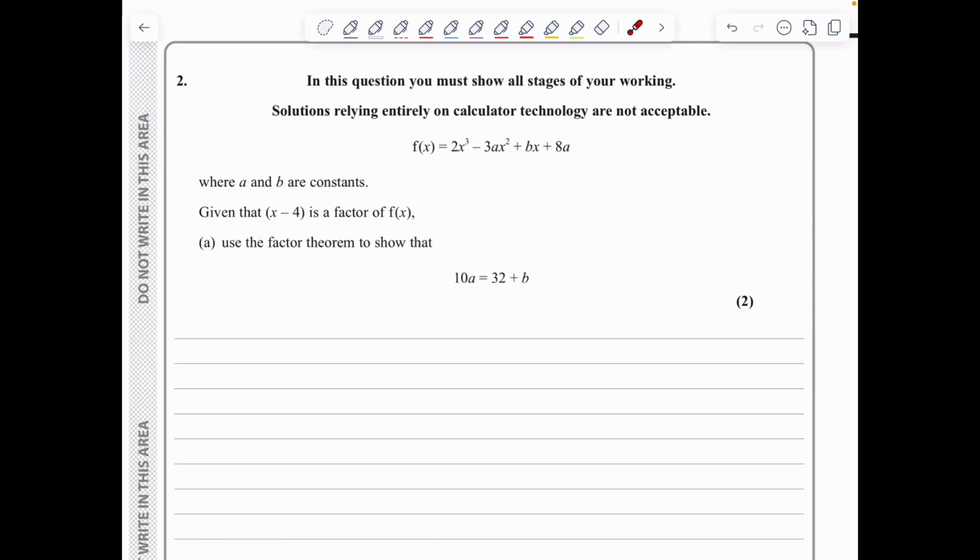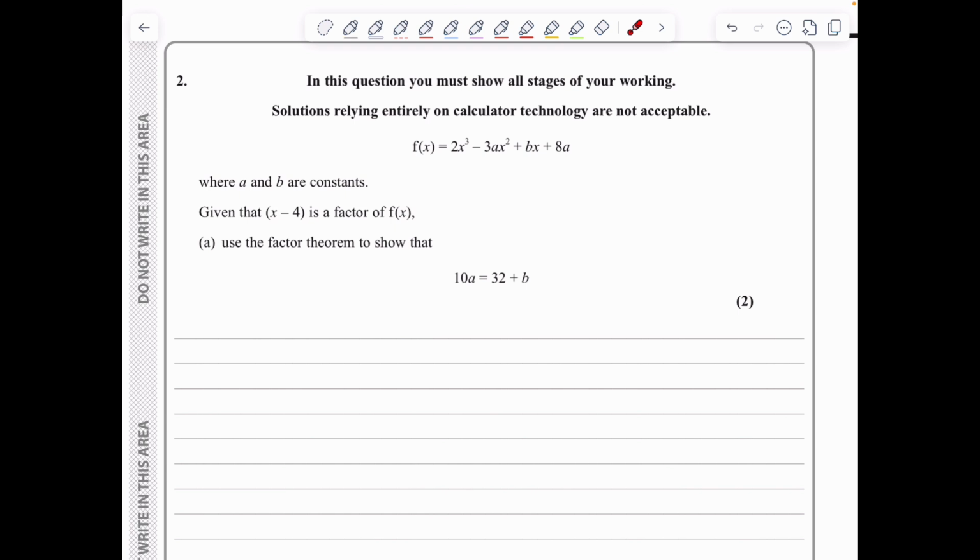In question 2, we need to show all stages of the working, and solutions relying entirely on calculator technology are not acceptable. So we need to be careful here to show all of our working clearly. So we've got f of x here, a cubic polynomial in x, a, b are constants. We are told that x minus 4 is a factor of f of x, and we need to use the factor theorem to show that 10a is equal to 32 plus b.